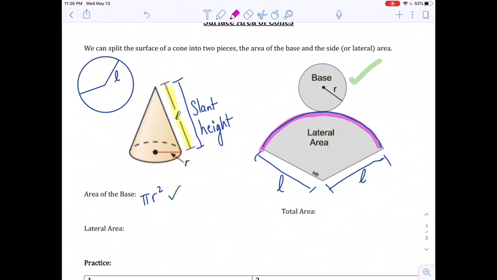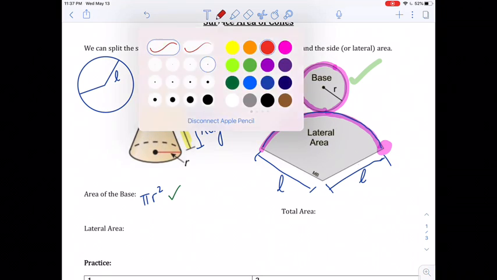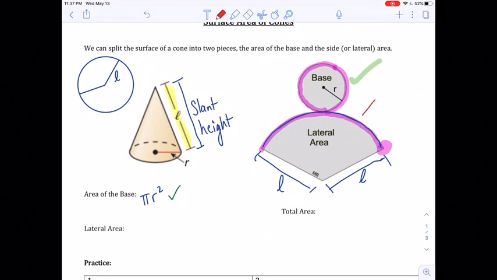But let's think about what would happen if I put this cone back together. So this corner right here is going to wrap around. And as I wrap this lateral area around my circle, it's going to go all the way around once without ever overlapping or leaving any gaps. So what do we call one trip around a circle? Well, that's our circumference. So this is 2 pi r. This is our circumference.